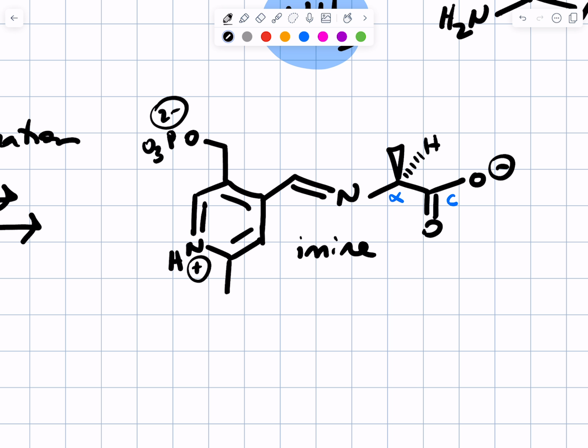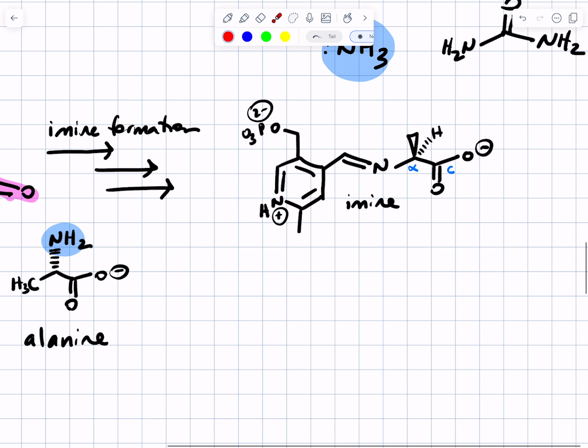Now notice that proton is adjacent to a carbonyl here. It's also adjacent to a pi bond there. And if we removed it, the resulting negative charge would be delocalized by resonance. And so a basic group from the enzyme can remove this proton that's on the alpha carbon.